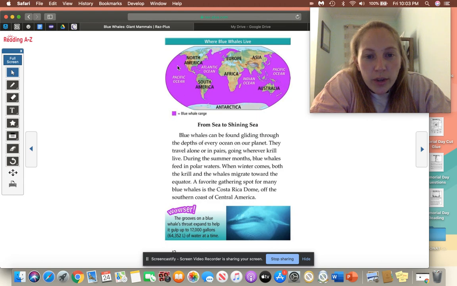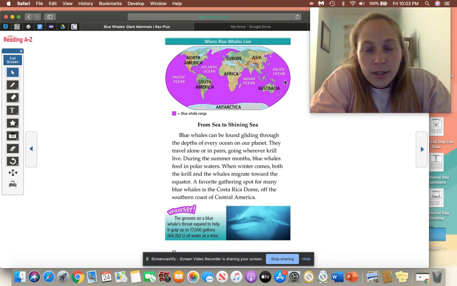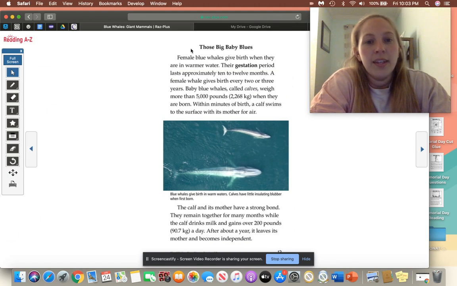And this is showing you where they live. The purpley pink color is showing you all the oceans where they live. So I don't see not one speck of ocean that's not that color. So they truly do live everywhere. Those big baby blues.